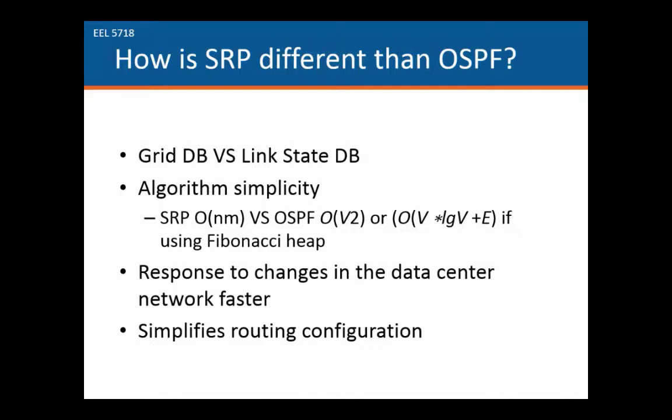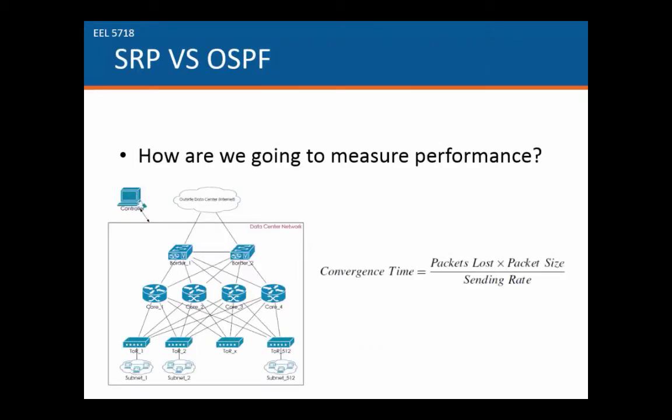So we're going to try to measure how fast it responds to changes in the data center network, and we're going to do that using NS3, like I mentioned before. It simplifies routing configuration. This is a claim made by the authors that isn't necessarily true. There's not really a way to measure it. It depends on the size of your data center network and how many different switches you have in it.